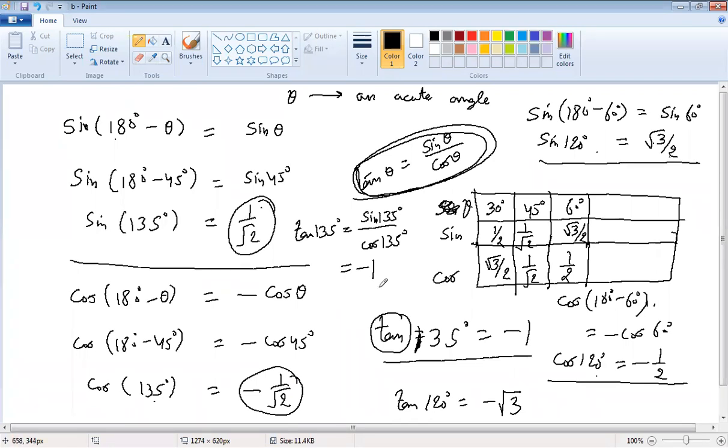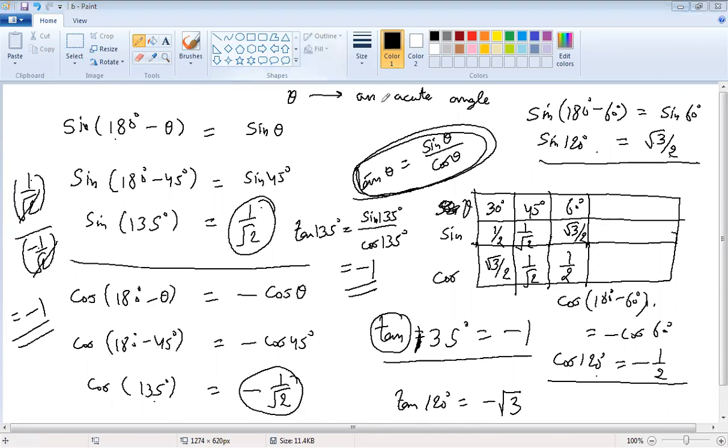I am not writing on the board. Should I write it like this? See, 1 by root 2 divided by bracket minus 1 by root 2. Root 2 will cancel. 1 upon minus 1 is how much? Minus 1. Is that clear? Okay.